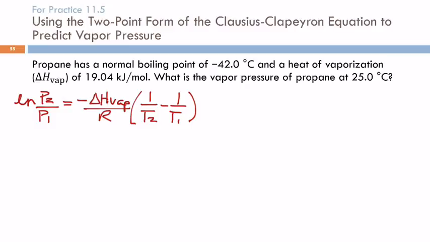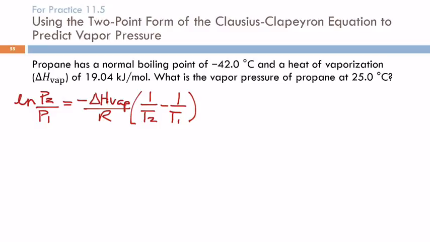Propane has a normal boiling point of minus 42 degrees Celsius and a heat of vaporization of 19.04 kilojoules per mole. What's the vapor pressure of propane at 25 degrees Celsius? Well, let's identify what they're giving us here. There are two temperatures, right? And we're trying to calculate vapor pressure at 25. I'm going to think ahead a little bit and choose my 1s and 2s just to make it easier. But if you choose backwards, it just makes the math a little trickier. You'll still get the correct answer.